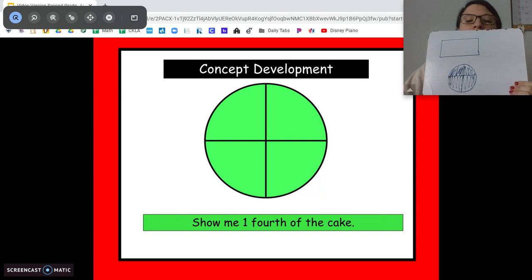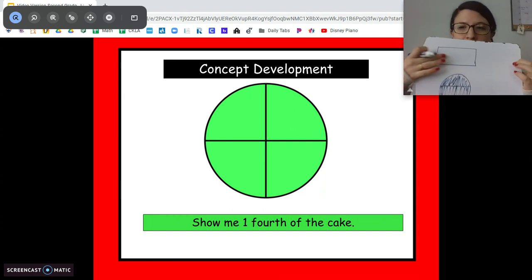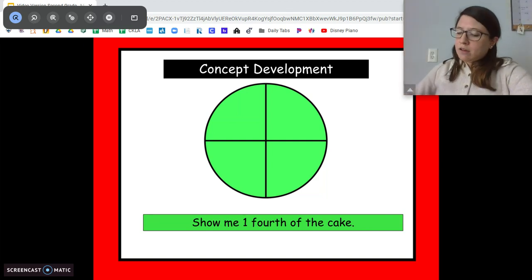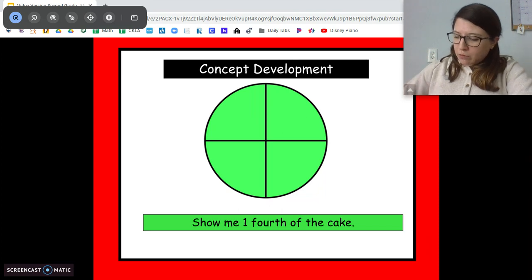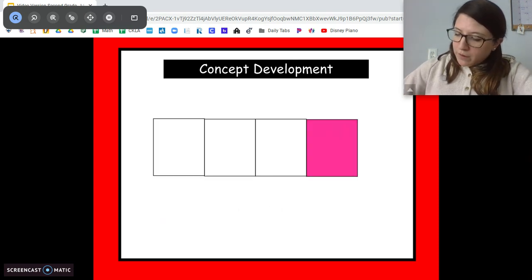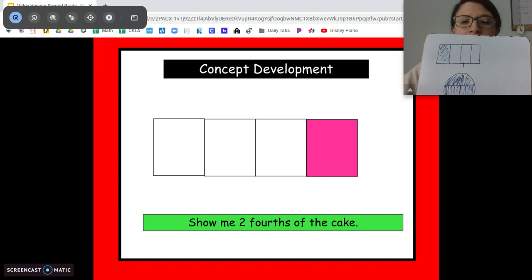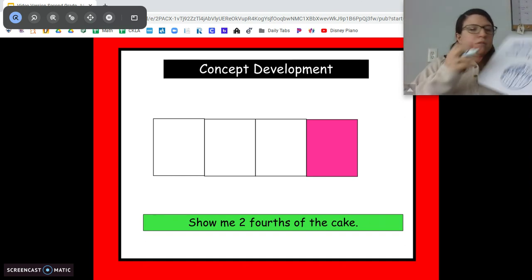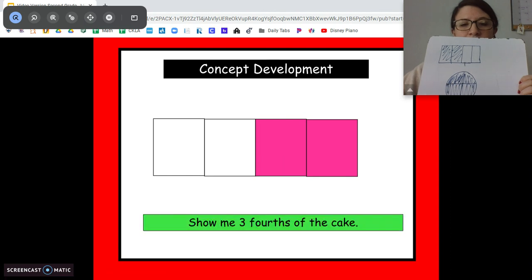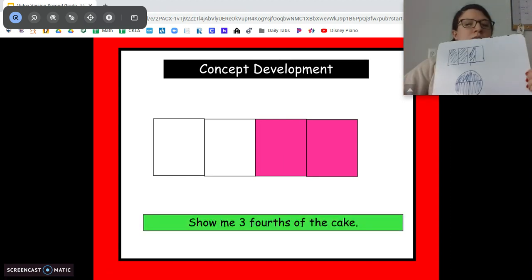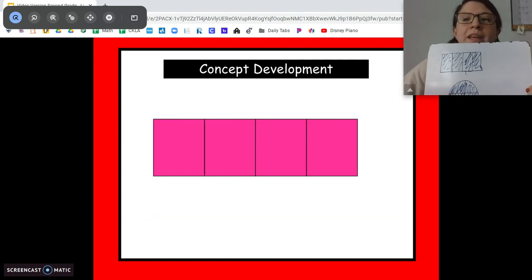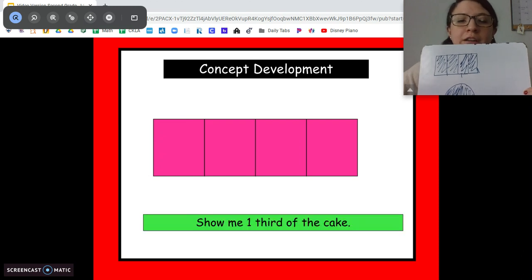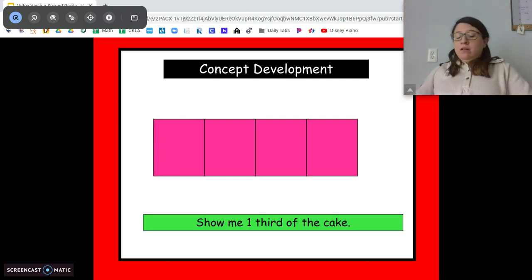Ta-da! All right. Now, next up, so your cake up top, I want to see 1/4 of that cake shaded in. Oh, make sure your parts are equal. Mine was not. Show me 1/4 of that cake shaded in. Good. Now show me 2/4 shaded in. Good. 3/4. 4/4. Which would also be 1/2 of that sheet cake shaded in. All right. I gotta erase my cake.